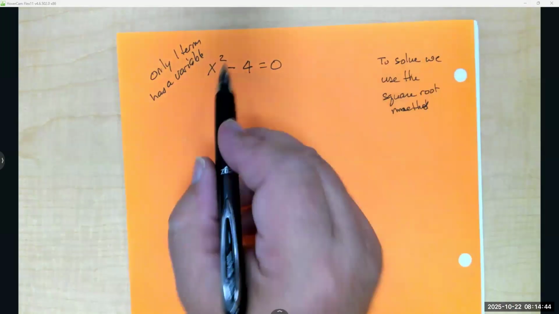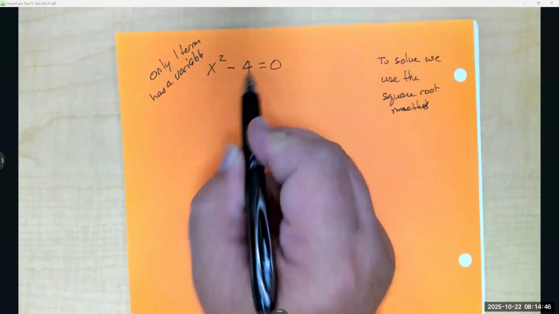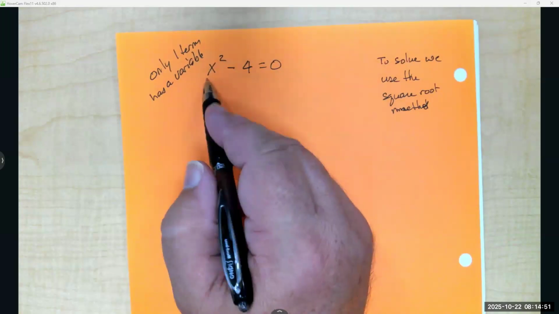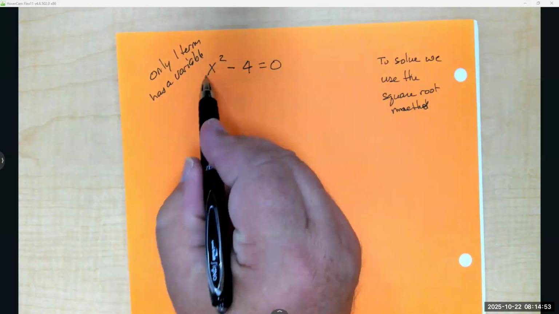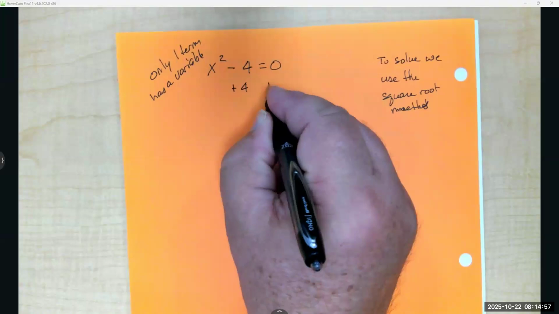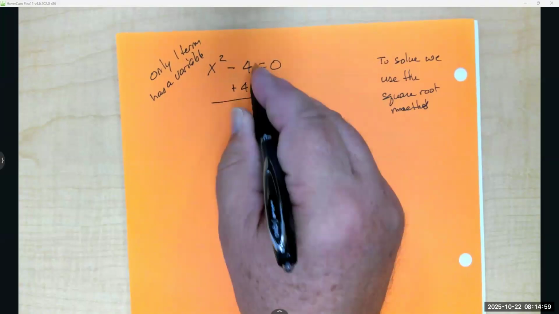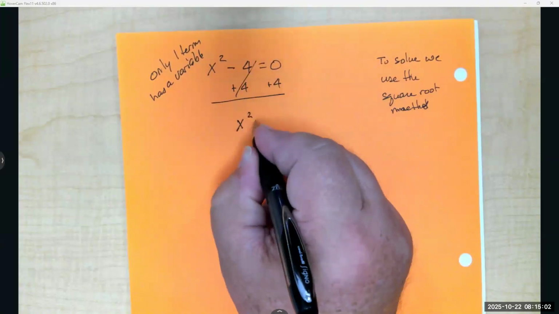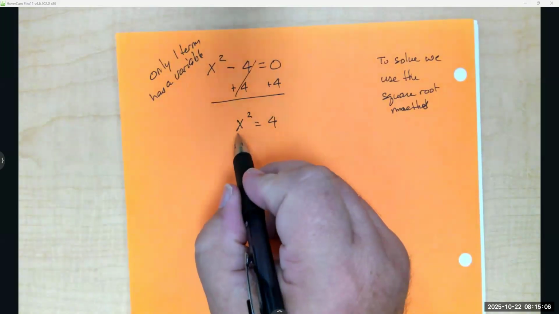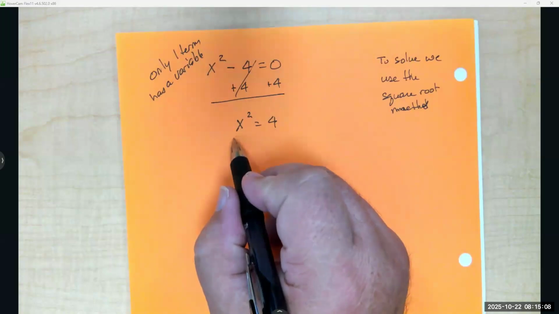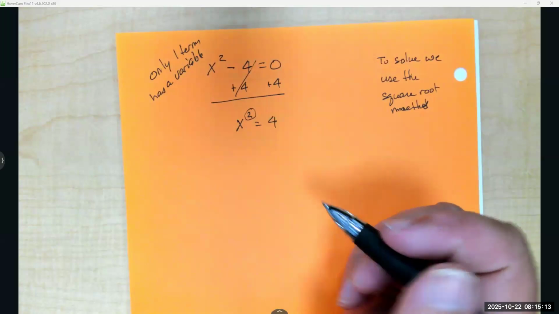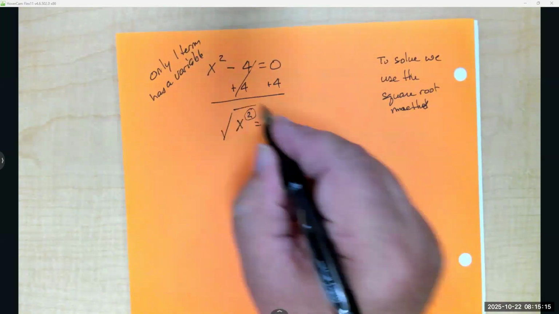What does that mean? First off, since there's only one x value here, you have to isolate the x value. How do you do that? How do you get the x by itself? Adding 4 to both sides. So we have x squared equals 4. Now we're solving for x. What do we have to get rid of? How do you get rid of the exponent? It's a square. So we square root both sides.